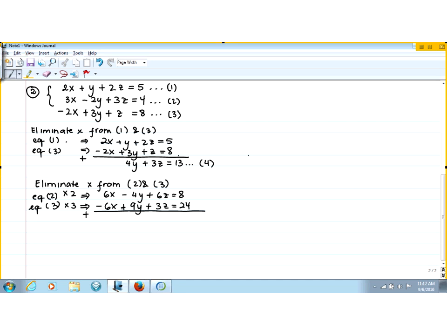Okay, now what? You add this, the x cancels. We have 5y plus, is it 9z, equals 32. Yes. So we will call this equation 5. Okay. Let me pause here a little bit. Is everybody okay with this?